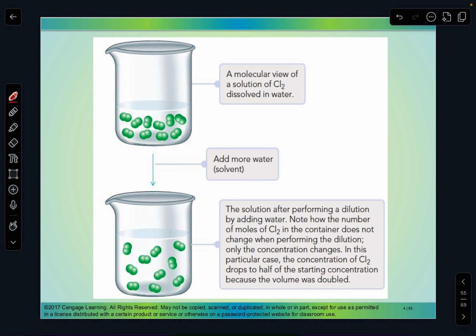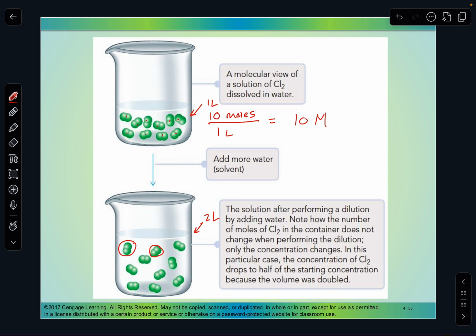Okay, and so on a visual level, this is what's happening. We have a molecular view of a solution of Cl2, and so let's just count them. We have 1, 2, 3, 4, 5, 6, 7, 8, 9, 10, and let's say that that is 10 moles, and let's call this 1 liter. 10 moles divided by 1 liter is going to give us a 10 molar solution, which is equal to 10 moles per liter.